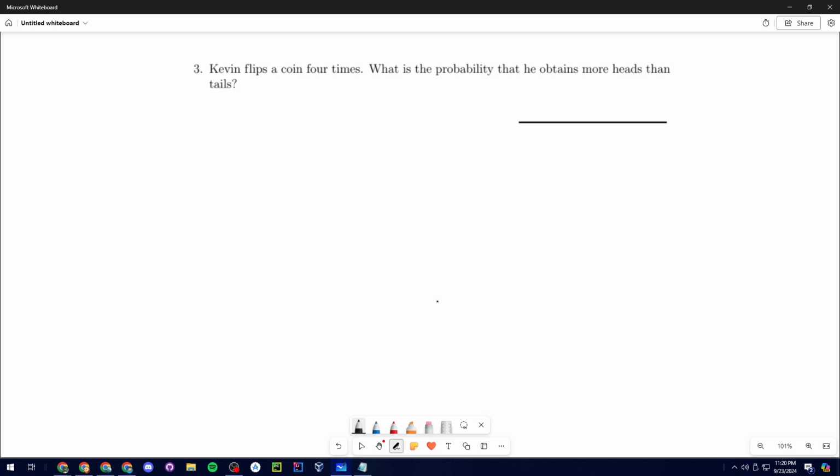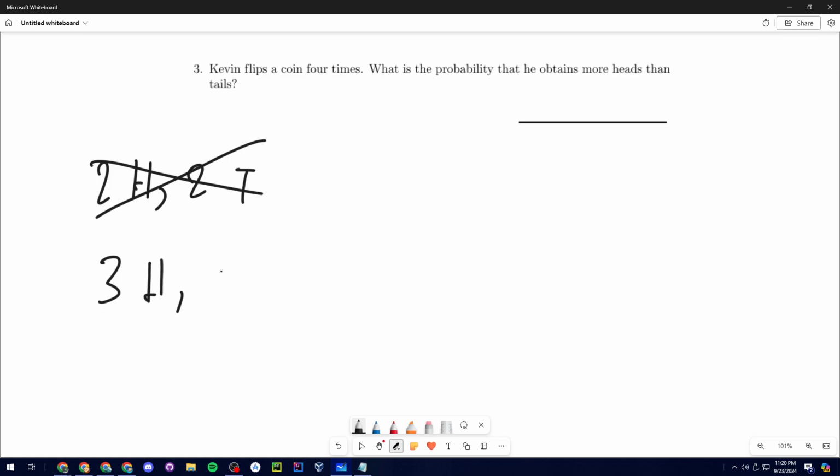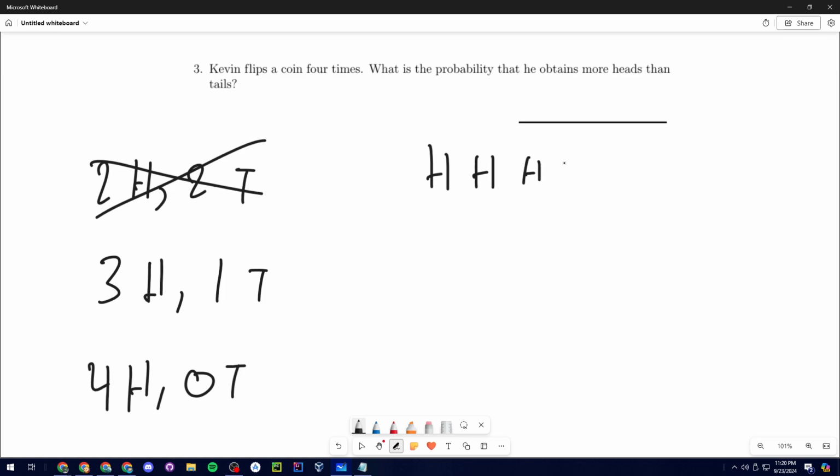But yeah, he flips a coin 4 times. The cases where he gets more heads than tails: if he gets 2 heads and 2 tails, that's bad. If he gets 3 heads and 1 tail, that's good. Or if he gets 4 heads and 0 tails, that's good. So for 3 heads and 1 tail, what's the probability of that? It's going to look something like H, H, H, T.